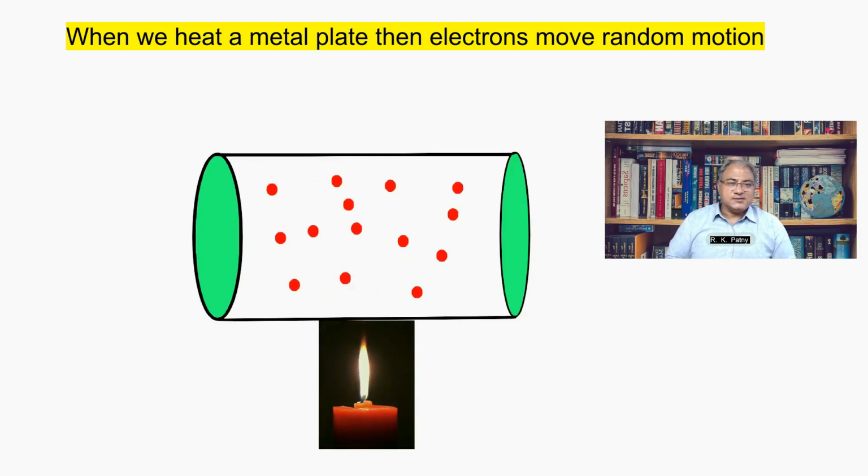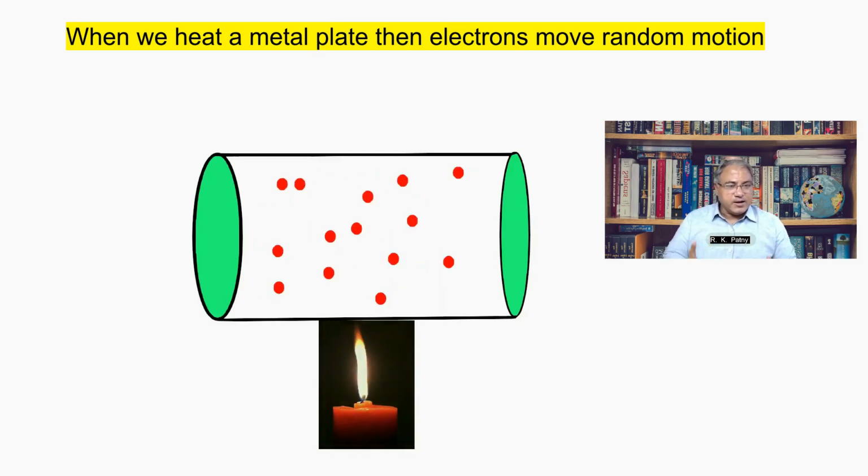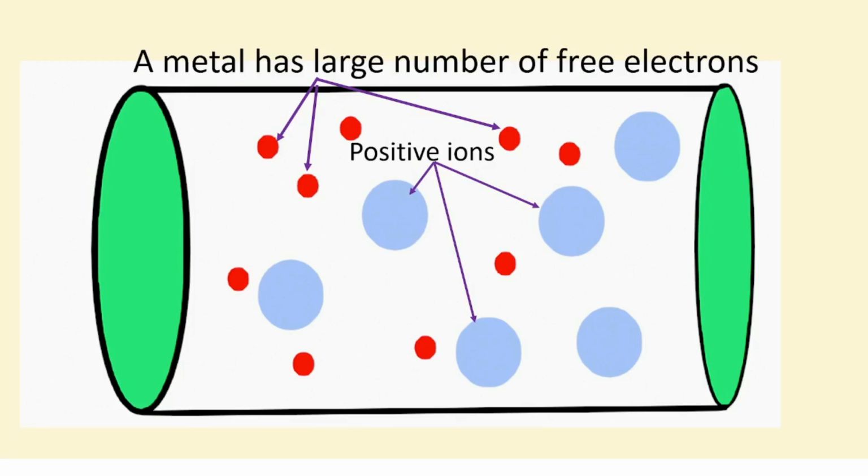The answer is, when we are heating the metal plate, the free electrons move. You see, metal and non-metal, what is the difference? Metal has free electrons, non-metal has no free electrons. There are no free electrons in non-metals. In metals, there are free electrons. So when you are heating the metal, what happens?